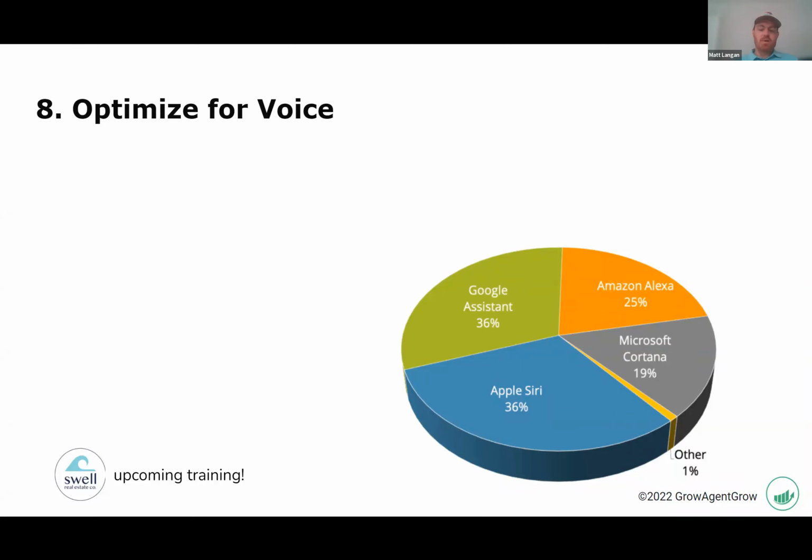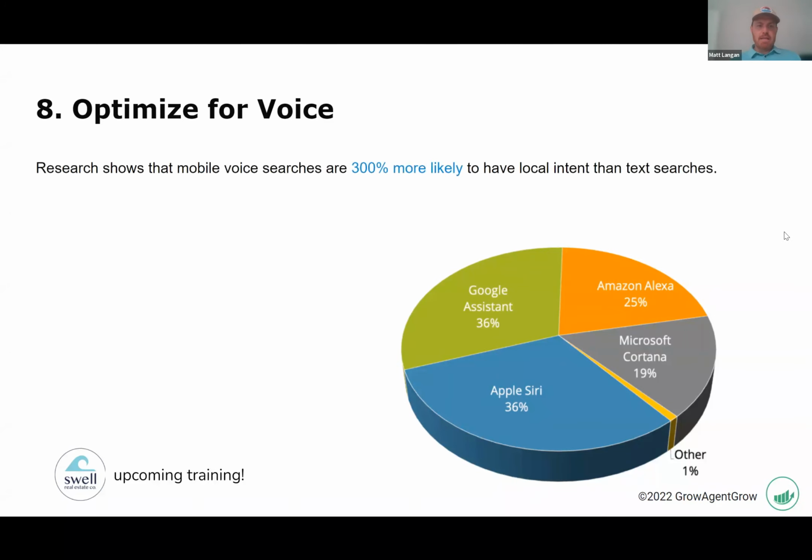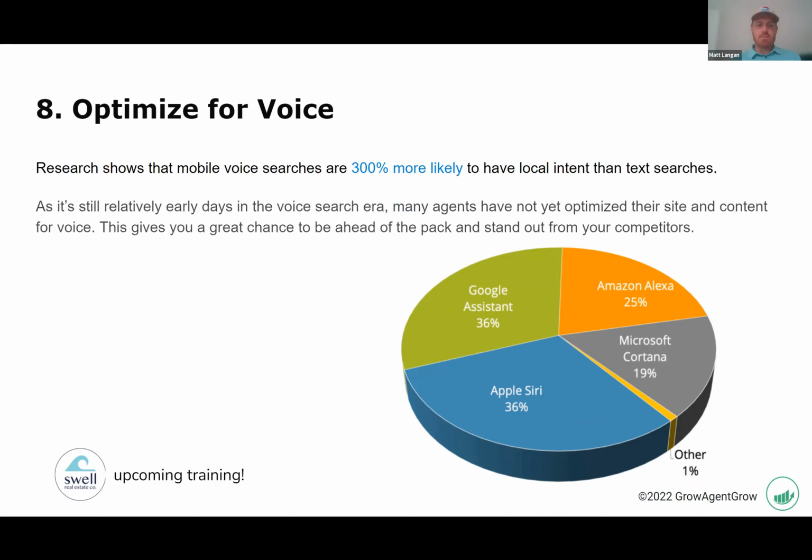How do I optimize my website for voice? How do I make sure that when people are speaking into their Alexa or their Google Assistant or whatever, I'm showing up? Research shows that mobile voice searches are 300% more likely to have local intent than text searches. So again, when they're speaking in, when they're using voice, a lot of them have local intent behind them.